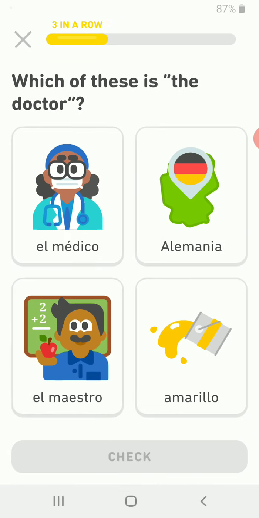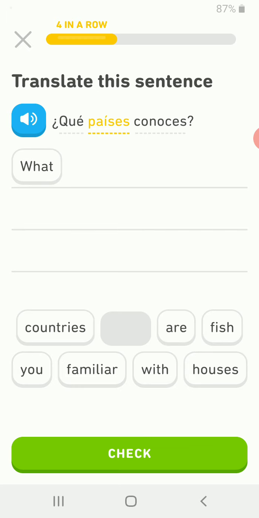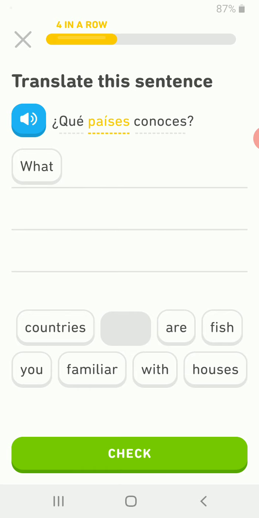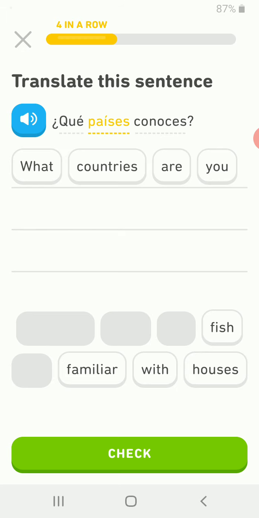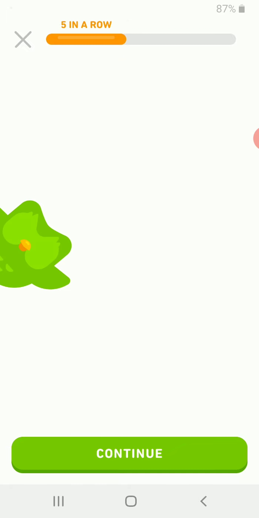¿Tú conoces a mi padre? Which of these is the doctor? El médico. ¿Qué países conoces? ¿Qué países? Países. ¿Qué países conoces? So what countries are you familiar with? We can say this like that.